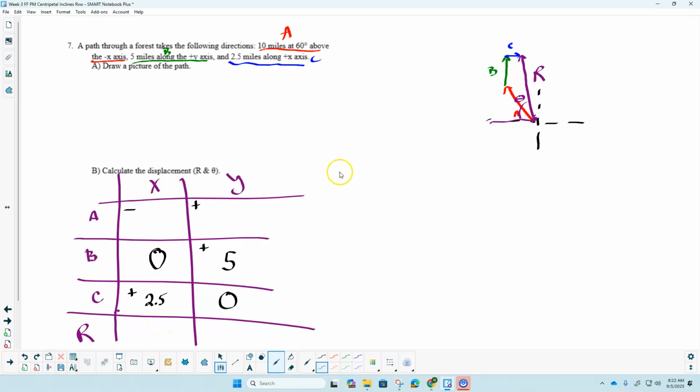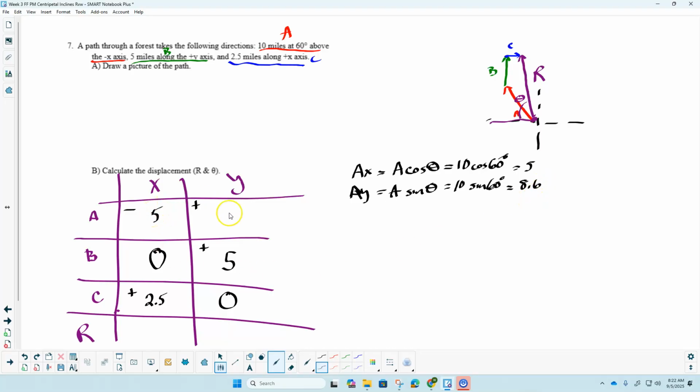So for A, just like we did with the vectors with projectile motion, we're going to solve for AX and AY. So I'm going to do it over here. You could put it in the chart, but I just want to have a little bit more space. So it's the length of A times the cosine of the angle that it forms, and then the length of A times the sine of the angle to get the two components, the x and y component. Again, we've already listed out negative and positive, so I can just do the math here. So it's 10 cosine of 60, 10 sine of 60. Cosine of 60 is a half, so half of 10 is 5. Sine of 60 is about 8.66, so that's going to be 8.6 for that one. So this is 5, and this is 8.6.